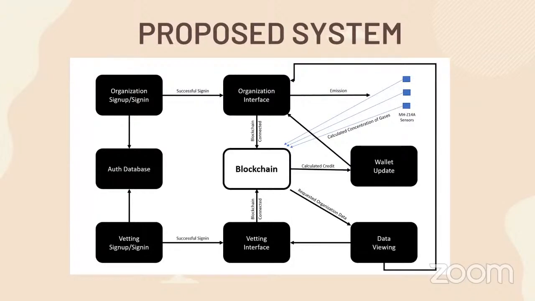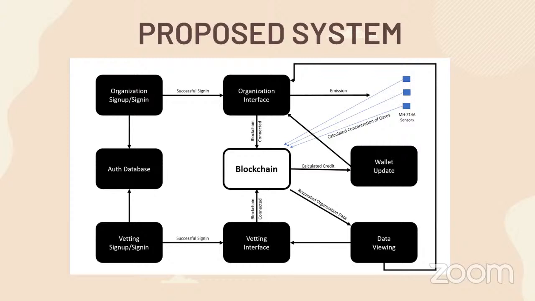Here in the proposed system, we have two interfaces, organization interface and vetting interface. After successful signing in, it will connect to our blockchain network. In the organization interface, we can collect the concentration of gases automatically through the sensors, which are placed at the major hotspots in the organization. After collecting the concentration of these gases, we can calculate the carbon credit based on the gathered data and put it in our blockchain network.